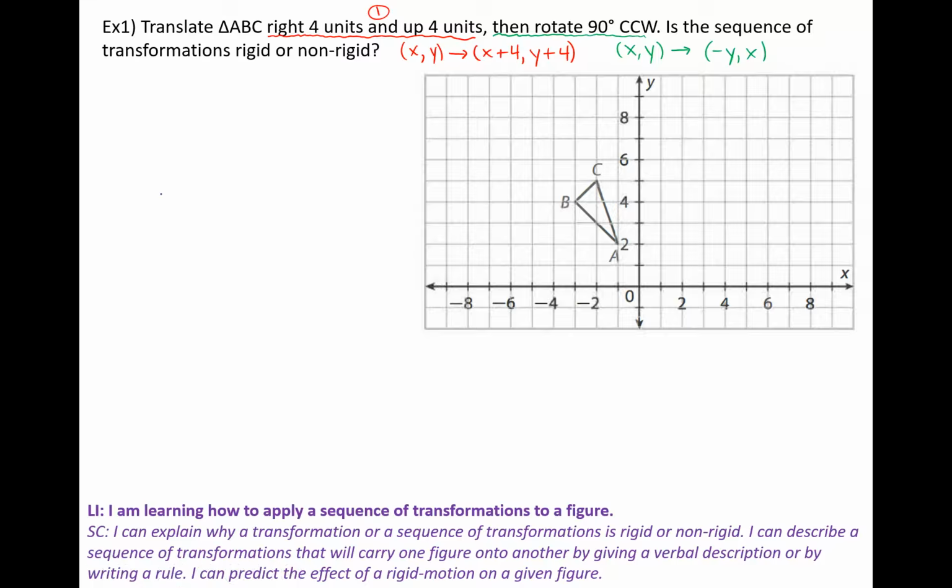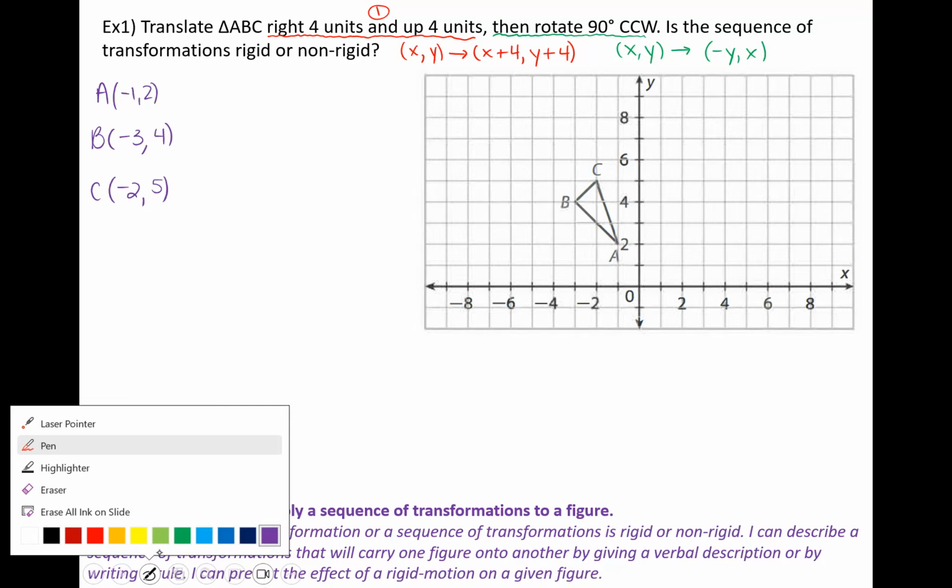All right, to get us started, let's go and find those ordered pairs. So I'm going to start with A, which is located at, looks like, (negative 1, 2). And then I have B, which is located at, looks like, (negative 3, 4). And then C, which is located at (negative 2, 5).